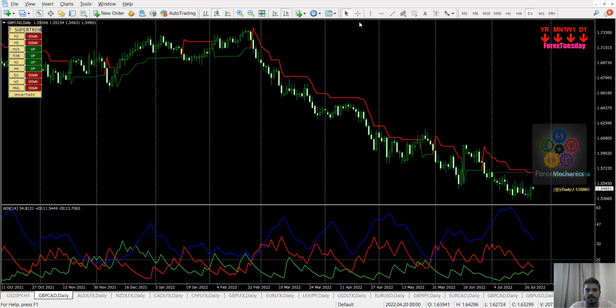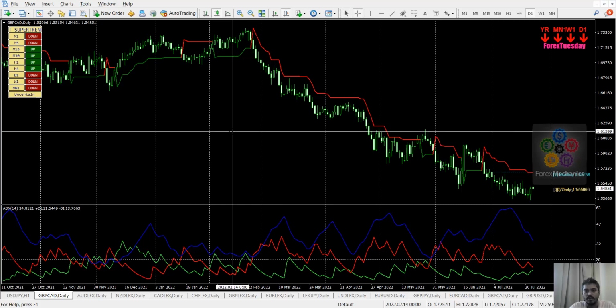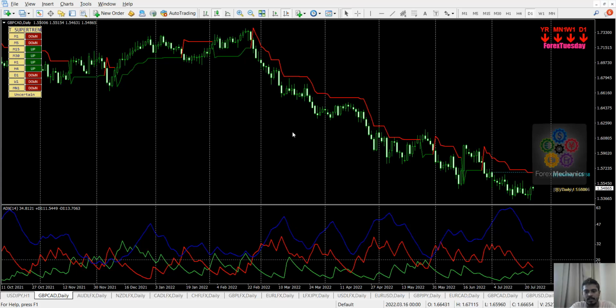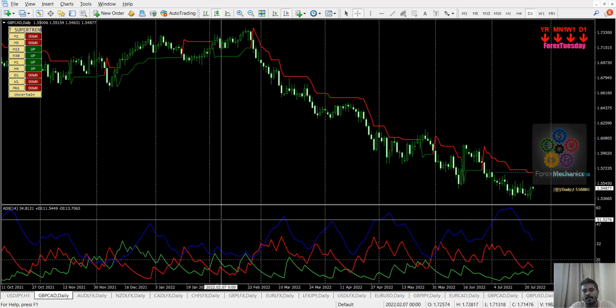Now, if you're tracking the index or you're tracking the pairs, the idea is to make sure that you match both of them. So if you're looking at pound CAD as a currency pair, then before you take a trade, you would obviously want to go back and check the individual index chart to understand if the trend is valid.